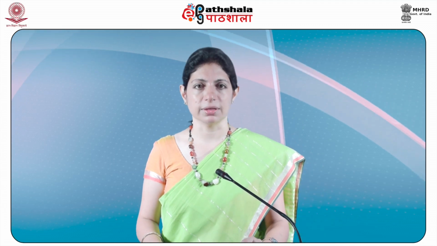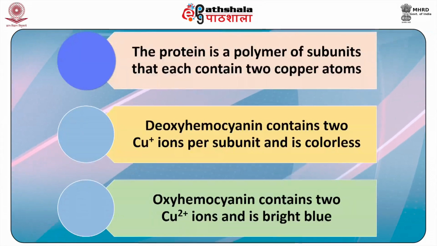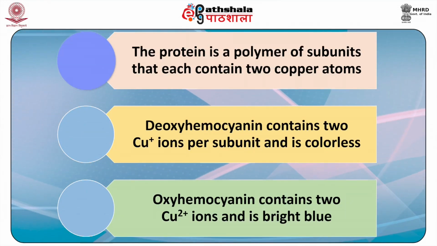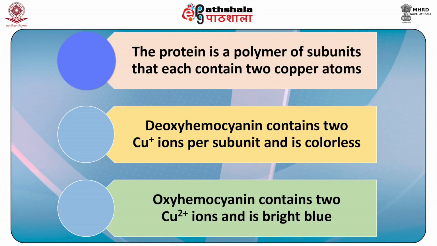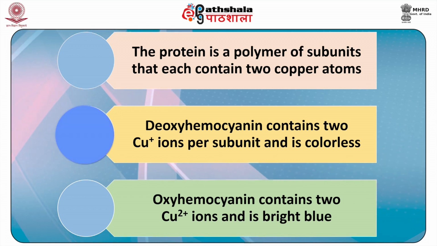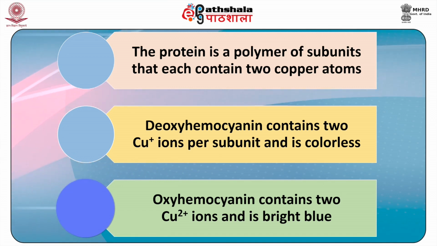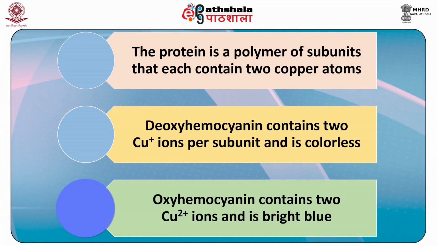Hemocyanin is used for oxygen transport in many arthropods like spiders, crabs, lobsters and centipedes, and in mollusks like shellfish, octopi and squid. It is responsible for the bluish-green color of the blood. The protein is a polymer of subunits that each contain 2 copper atoms. Deoxyhemocyanin contains 2 cuprous ions per subunit and is colorless, whereas oxyhemocyanin contains 2 cupric ions and is bright blue.